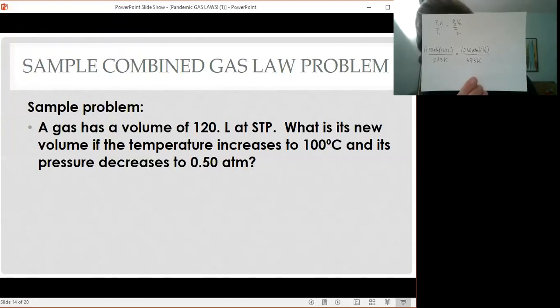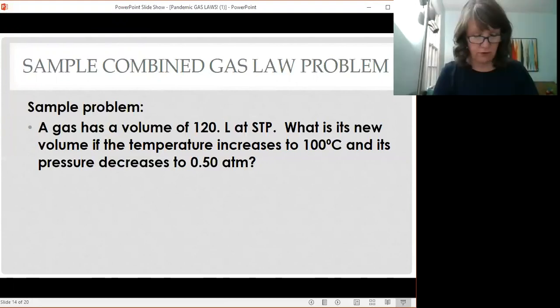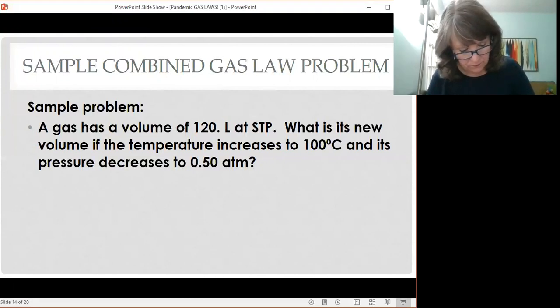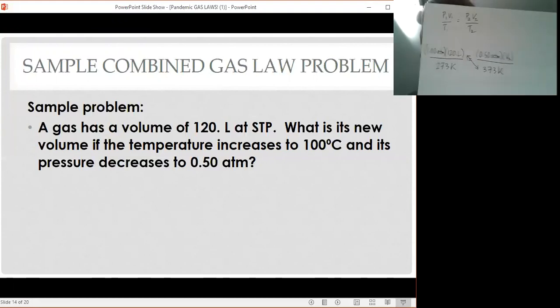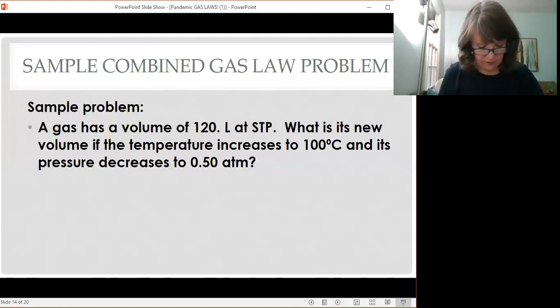like so. Now, this looks like a big hot mess to solve, but once again, I'm just going to cross multiply and divide. So first, I'm going to multiply 1 atmosphere by 120 liters times 373 Kelvin.